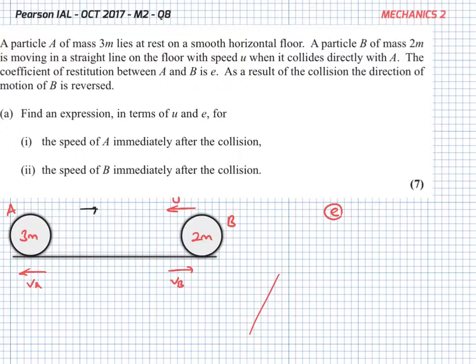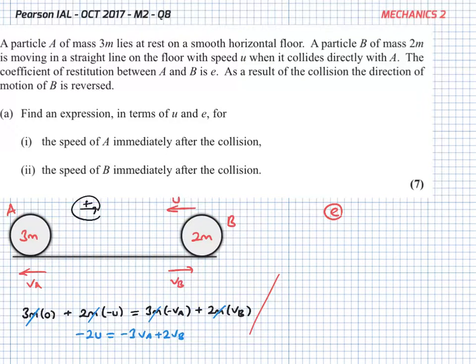I choose this direction positive, and then I'm going to write m1u1, the 3m into its speed, plus 2m into minus u, because it is in the opposite direction, will be equal to 3m into minus VA plus 2m into VB. You can see m everywhere, so we can cancel m. Minus 2u will be equal to minus 3VA plus 2VB. This is the first equation we can get.